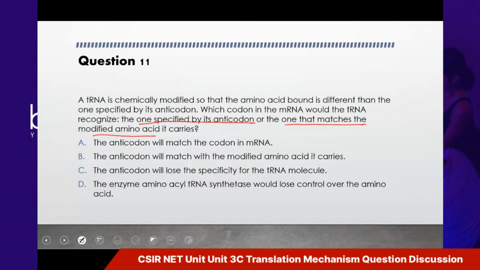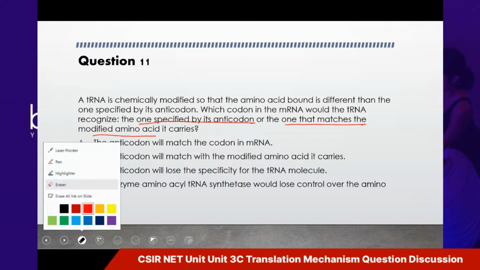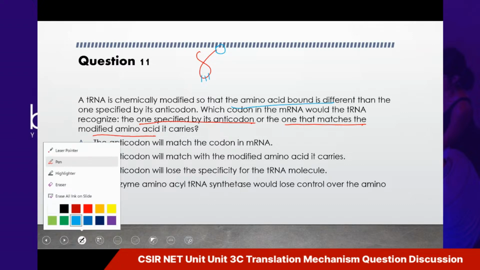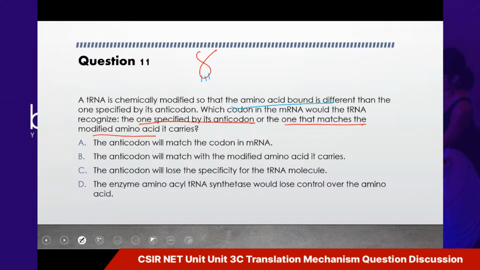So what it is saying is, suppose you have an aminoacyl tRNA. Let me just color code it. You have a tRNA which has this anticodon to recognize this amino acid, and they are both the same, blue. Now you are chemically modifying this tRNA so that it is carrying a different amino acid. So you replace this blue and now it is carrying a green amino acid. So the anticodon on the tRNA is not matching the amino acid that it carries.